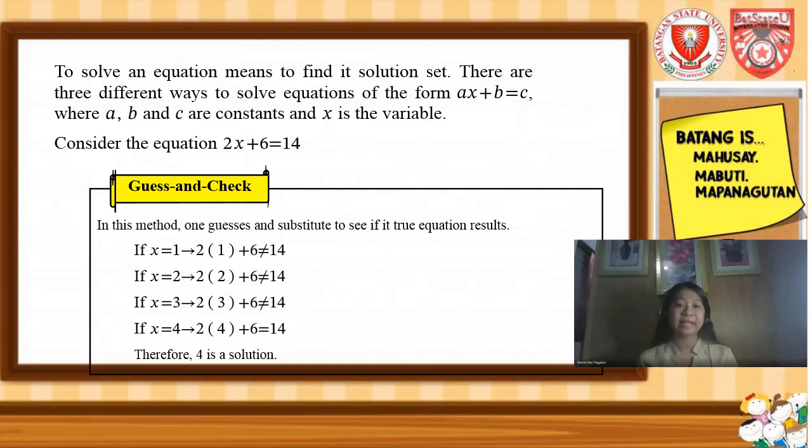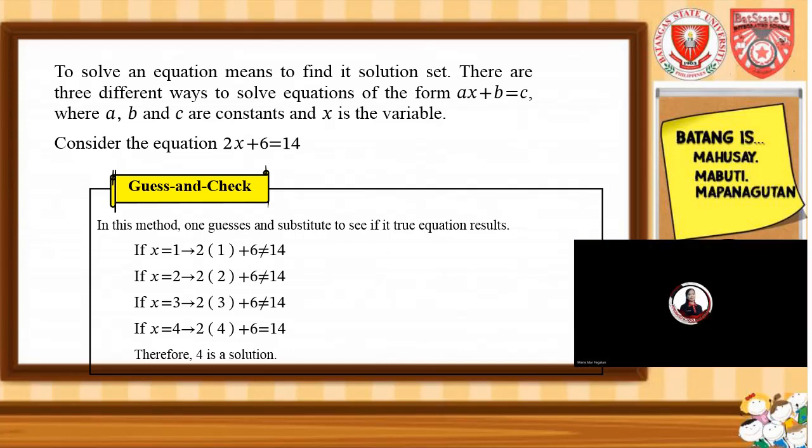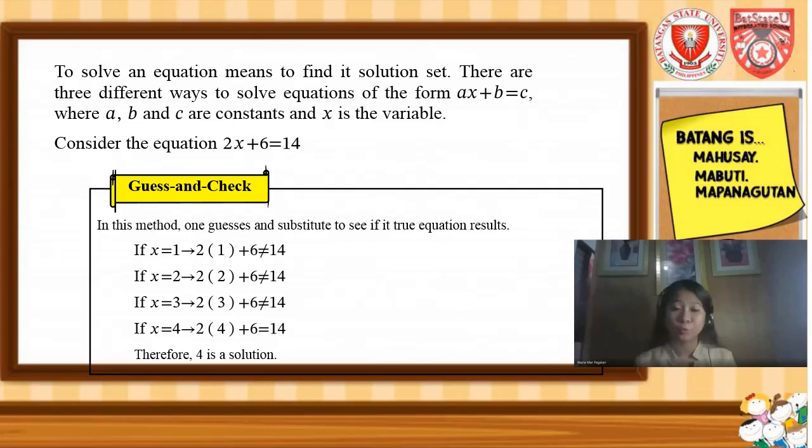In this method, you guess and substitute to see if it results in a true equation. If x is equal to 1, 2 times 1 is equal to 2, plus 6 is not equal to 14. So it is not true, it is false. Another try: x is equal to 2. 2 times 2 plus 6 is not equal to 14. Then another try, x is equal to 3. 2 times 3 is equal to 6, plus 6 is not equal to 14.